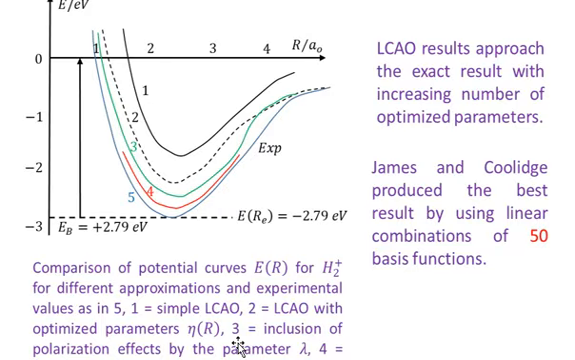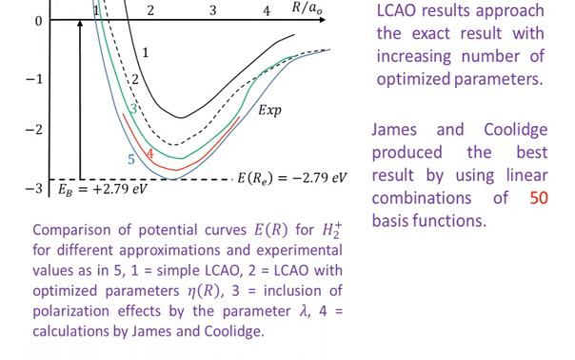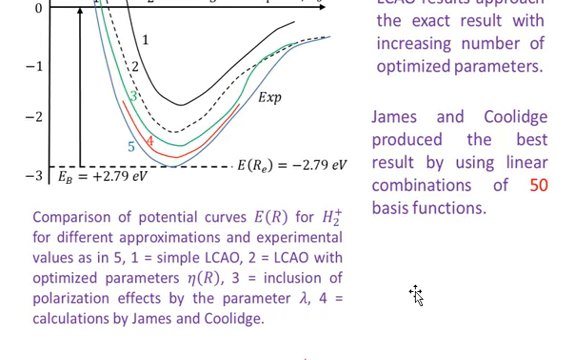Then the third curve gives you the inclusion of the polarization effects of the parameter lambda. So the third one gives you the plot where we have included the polarization effects. And you know that curve number 3 is much better in comparison with the previous 2 curves. So this is the green curve. The number 3 curve is shown in green.